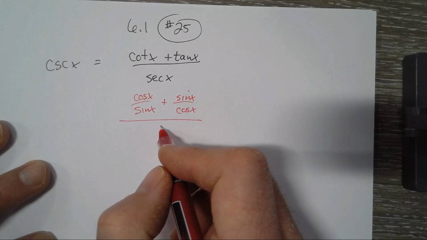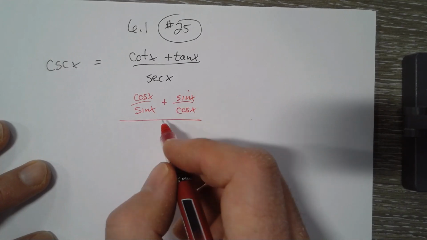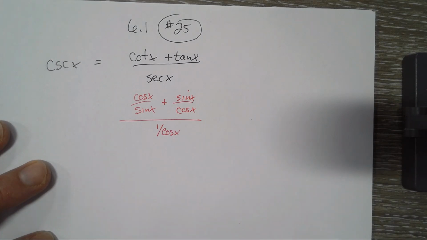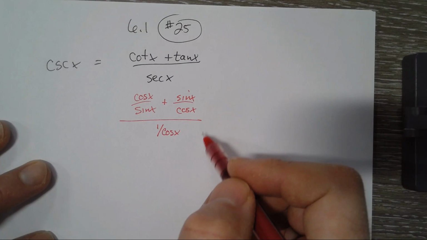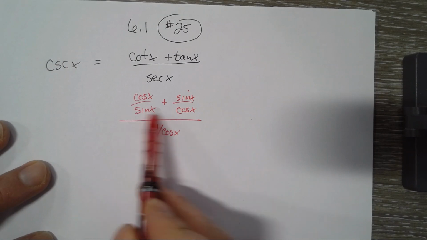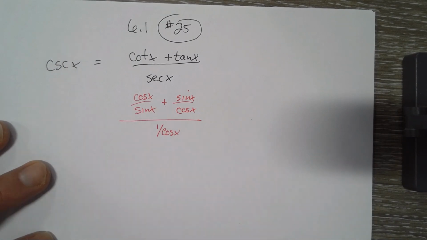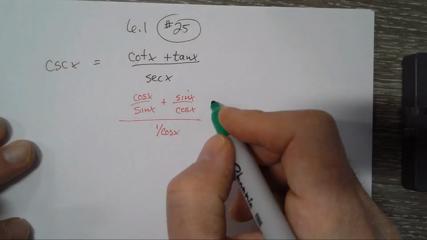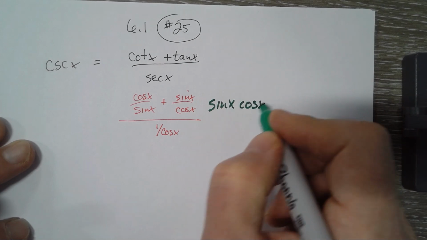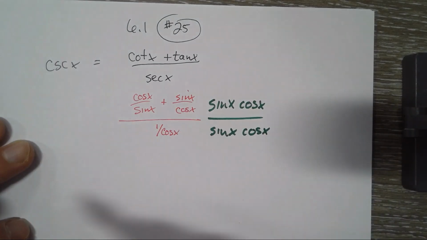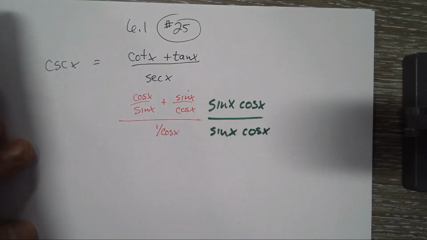is, I could leave it as secant because it's on the bottom, but I guess I'll just say 1 over cosine x. Okay. I'm going to multiply the top and bottom of this major fraction by the common denominator of all three of them, which is sine x cosine x. That'll get rid of those three fractions. I still have the main fraction, but it'll get rid of the smaller fractions.